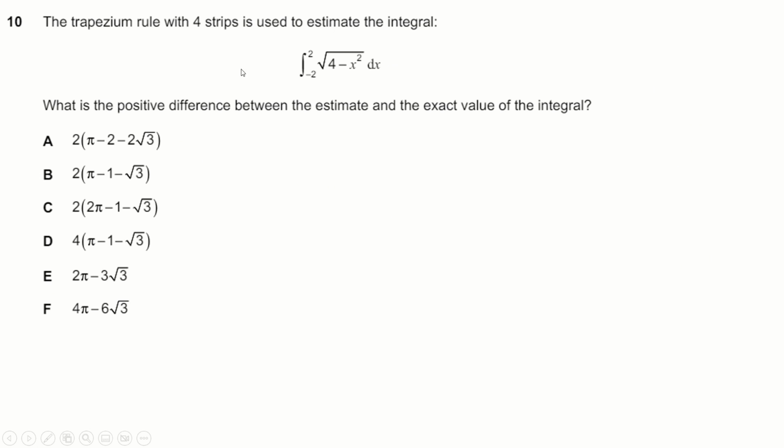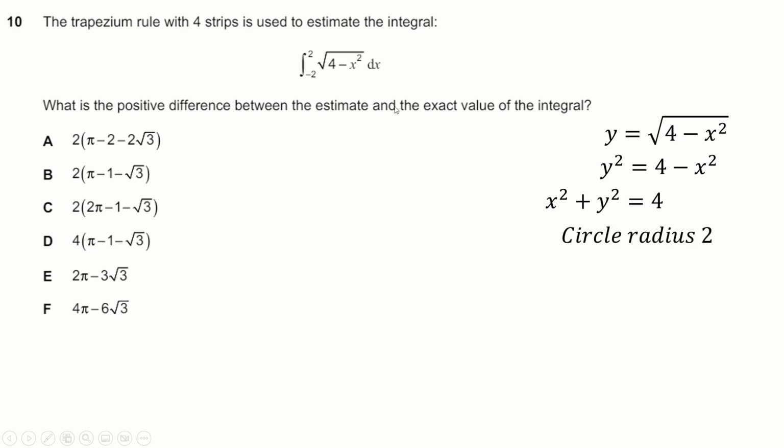Question 10 then. So you can get into a right pickle if you try and actually integrate this. The correct substitution would be something like x equals 2 sine theta, or something like that. Sorry, no, u equals 2 sine x, of course. No, I was right the first time. What am I talking about? Anyway, regardless of that, you're just going to completely ignore that. What you're going to notice is if you set y to equal this function here, square both sides and rearrange, it's just a circle. So the area between minus 2 and 2 is just the area of the top half of a circle, radius 2, which is pi times 2 squared over 2, which is 2 pi.